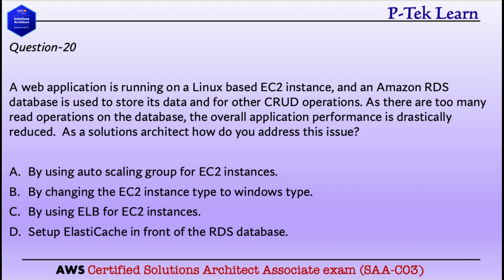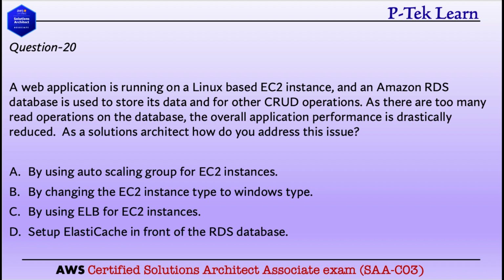So option A is not correct. Option B. By changing the EC2 instance type to Windows type. Again, same thing. The problem is not with the EC2 instances. Option C. By using ELB for EC2 instances. Again, same thing. The problem is not with the EC2 instances. So option C is not the right one here.